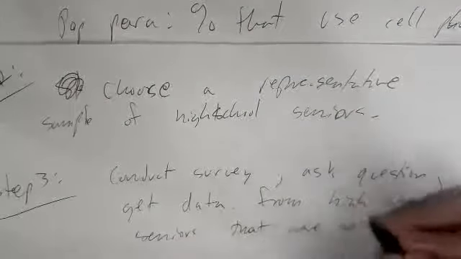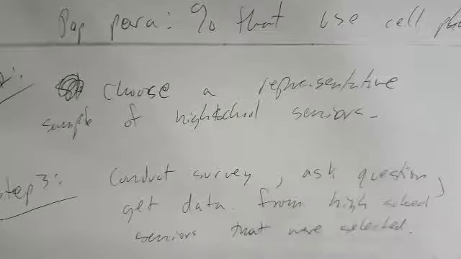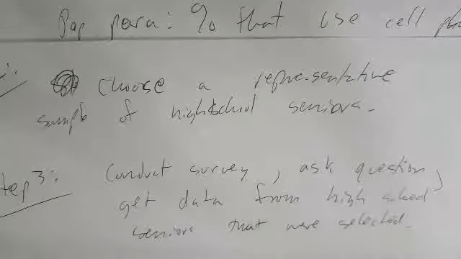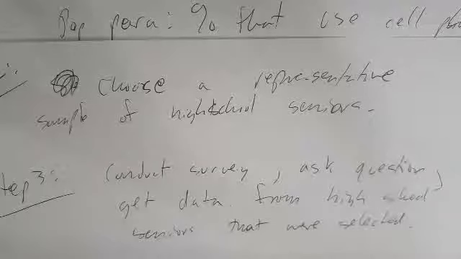So, Professor, was it the percentage? The sample was the percentage, and it was also the population parameter. No, the sample is the people that you chose from the high school seniors. Oh, okay.